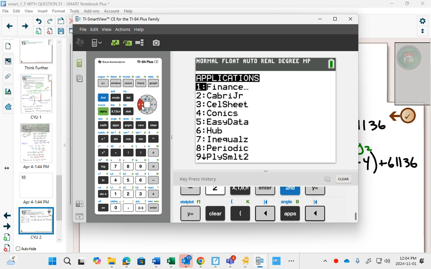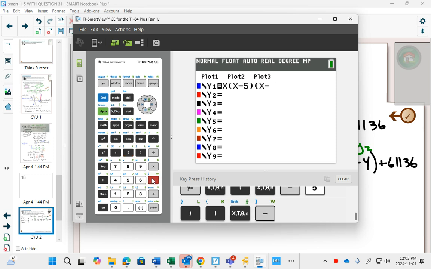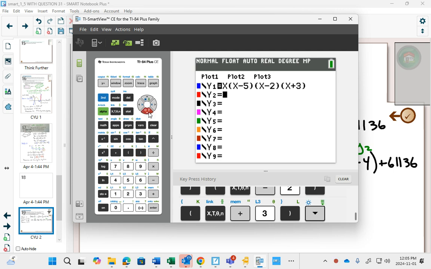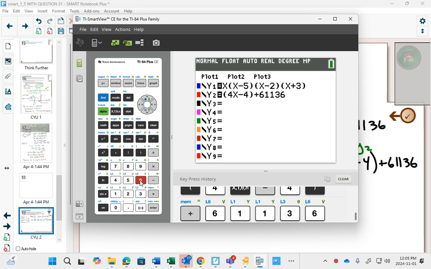I'm going to try to get to y equals. There we go. I'm going to write x times x minus 5, bracket, bracket, x minus 3. 3 or 2? 2? Bracket, and then x plus 3, right? That was the product. And the other one, I'm going to write 4x minus 4. I could have combined these like terms, but I can write it like this as well.